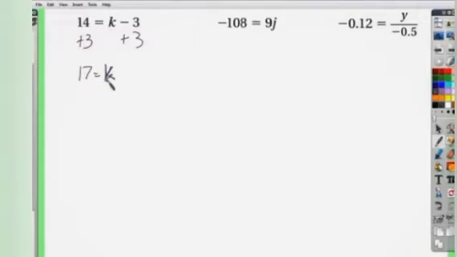Okay. Next we have, times by, multiply by 9. Wait. No. No. Divide by 9. Divide by nine each side. I'm sorry. And that turns out to be 12.